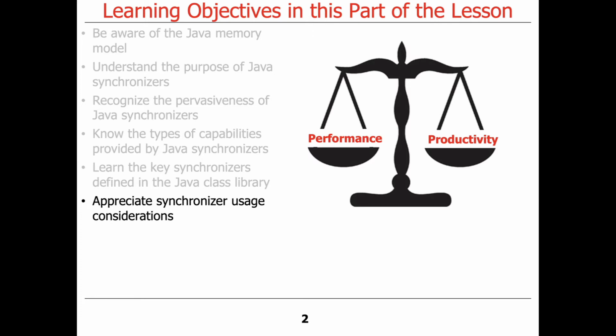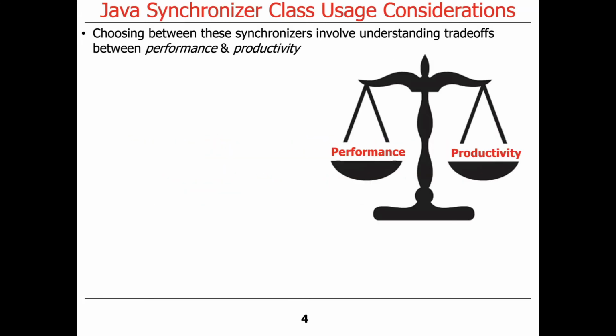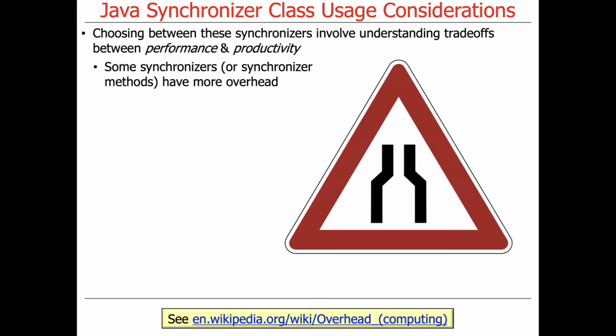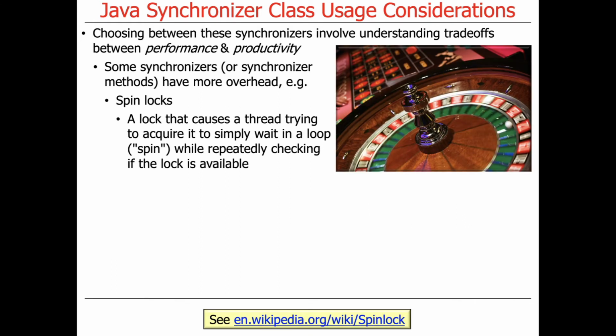One of the key things to always remember is the trade-offs that often exist between performance and productivity. Performance is how fast something is, how scalable it is, what the latency is. Productivity is how easy it is for people to do this correctly and have their code work. And there are sometimes trade-offs between those things. So some synchronizers, or some methods in certain synchronizers, have more overhead than others.